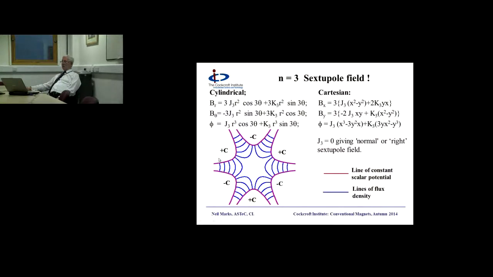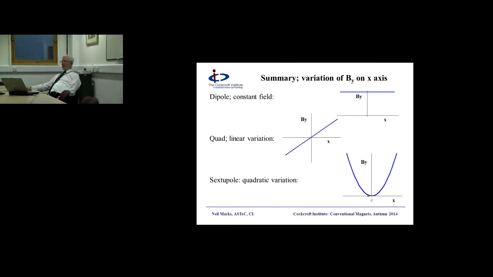And again, it's no surprise that if you change J3 to be non-zero and K3 to be 0, you will get a skew sextupole. We don't often get skew sextupoles.